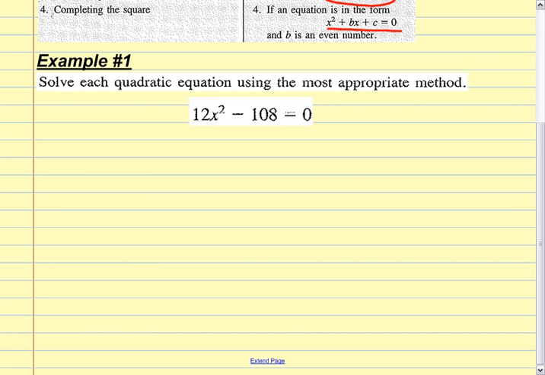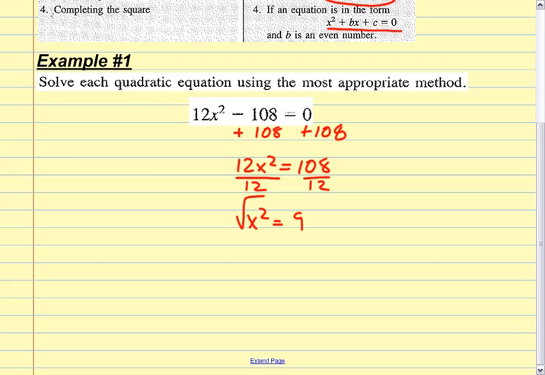All right, looking at this first one, I see that there's only just the x squared term. Whenever I see that there's just an x squared and not an x, I'm just going to get the x squared by itself. I'm going to add 108 to both sides, and I'm going to get 12x squared is equal to 108. Whenever I'm solving quadratics or linears, get the x by itself. Divide both sides by 12. Don't try and take the square root of 12x squared. Divide by 12. Get x squared by itself. So now I'm going to get x squared is equal to 9.